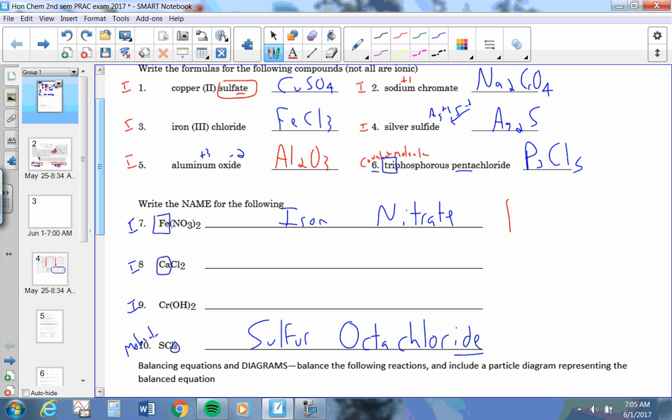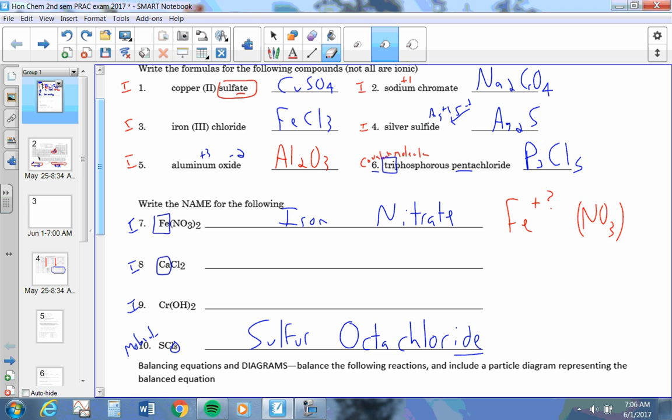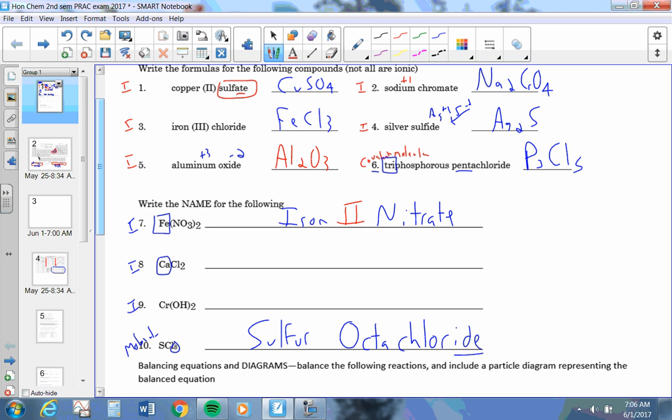If I've got iron with a plus, well, I don't know, tying up with nitrate with a minus 1, but there's 2 of those nitrates, so 2 minus 1s would be a negative 2. There's only one iron. This must be the iron with a plus 2 charge. So you have to do a little bit of how did it tie up with nitrate. And once we know how it tied up, we can figure out what its charge is in that instance. Had I simply put FeNO3, or had that been on the test, it would have been iron 1 nitrate because it would be a plus 1 with a minus 1.